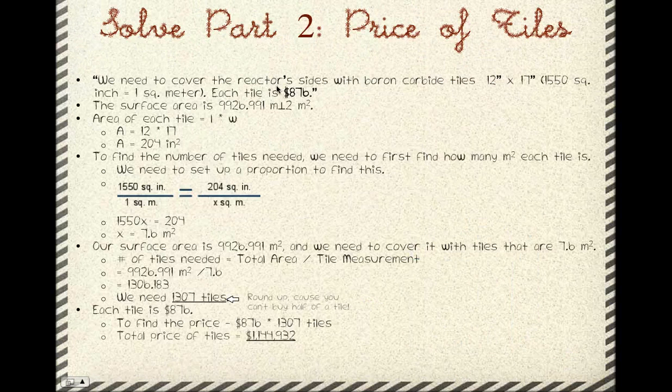And we need to cover the sides with tiles. The conversion rate was given, so you plug it into a proportion, and you get that each tile was 7.6 meters squared. With our surface area as 9926.91 meters squared, you get that we need 1,306.183 tiles, but you can't have half a tile or anything. So you make it 1,307 tiles, and you find the total price by multiplying it by $876, and you get $1,144,932.